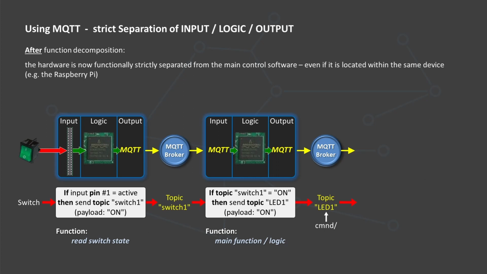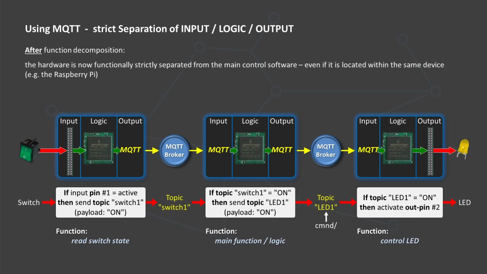Again, we have a very simple if this then that logic. If the topic switch 1 sends an on state, then send on the topic LED1 the payload on, respectively send an off. Also here, the publishing is done only once whenever the switch state changes.